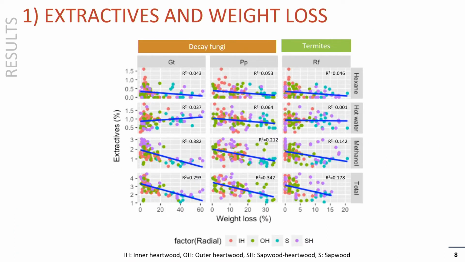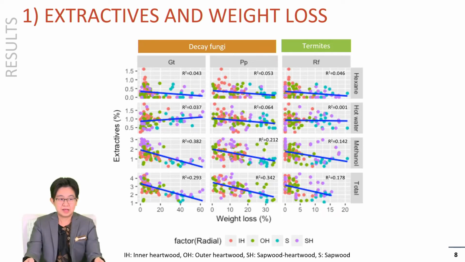So for the result of our study, based on this table, the y-axis represents the amount of extractive that we found inside the wood based on the 3 different solvents, while the x-axis represents the weight loss after exposure to the 2 species of decay fungi and 2 termites.